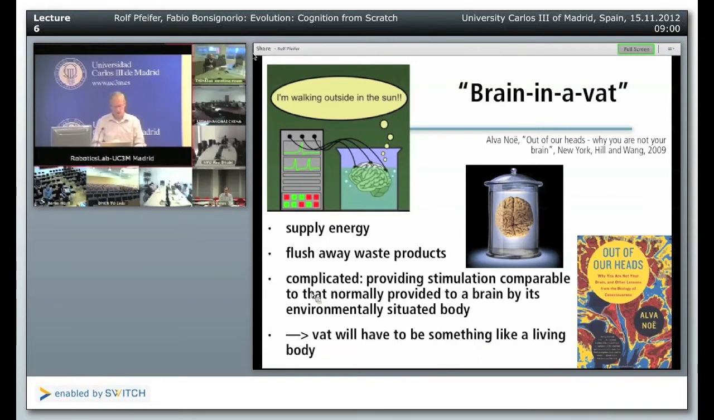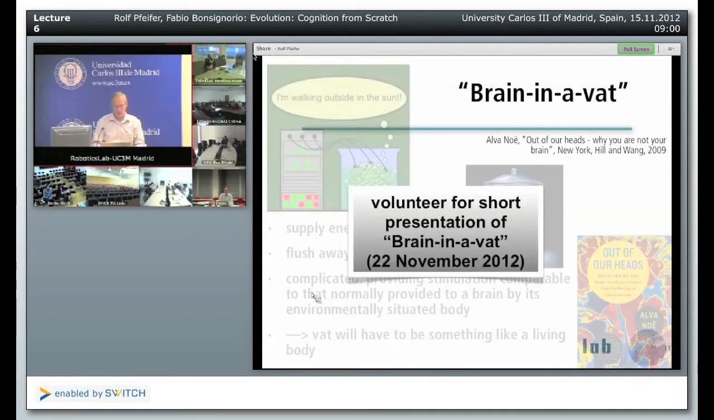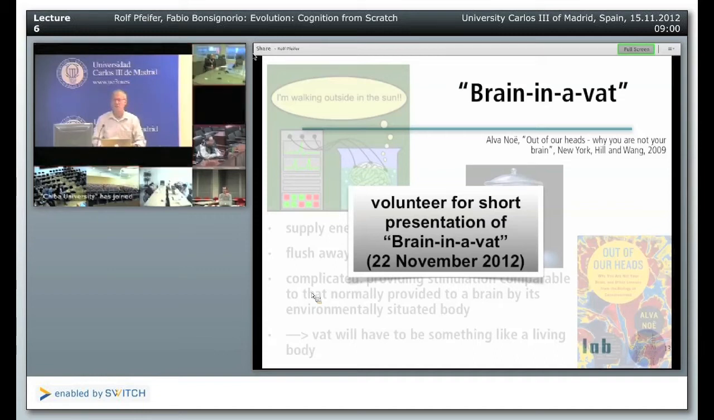And I'm looking for a volunteer for a short presentation of Brain in a Vat. Maybe we can ask our new friends from Łódź in Poland, who joined the ShanghAI Lectures just today, whether they would like to make a short presentation next week.